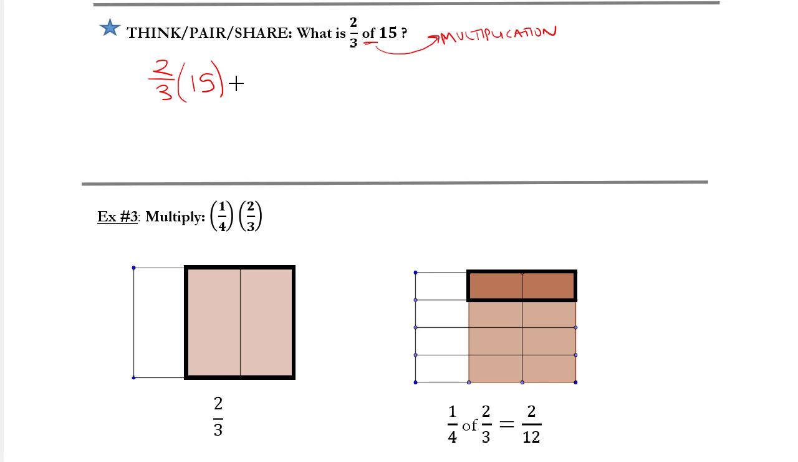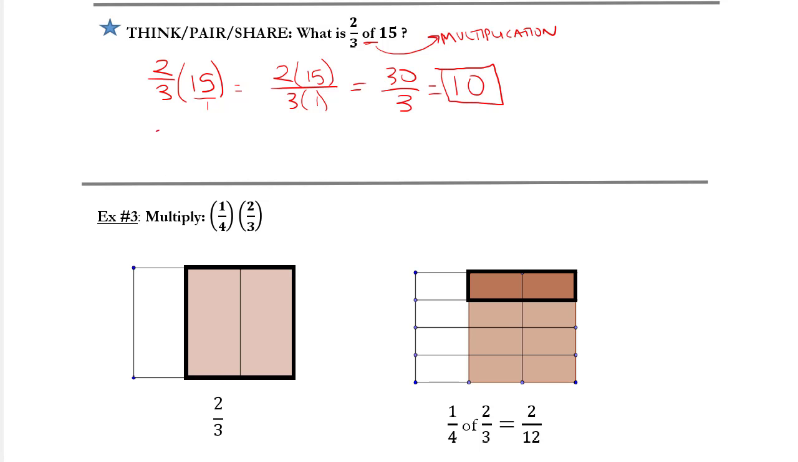One way is, if I interpret 15 as 15 over 1, I can rewrite this as 2 times 15 all over 3 times 1. Again, we can multiply across. This is one way of operating with fractions. I can rewrite this as 30 over 3, which is otherwise known as 10. So 2/3 of 15 is 10.